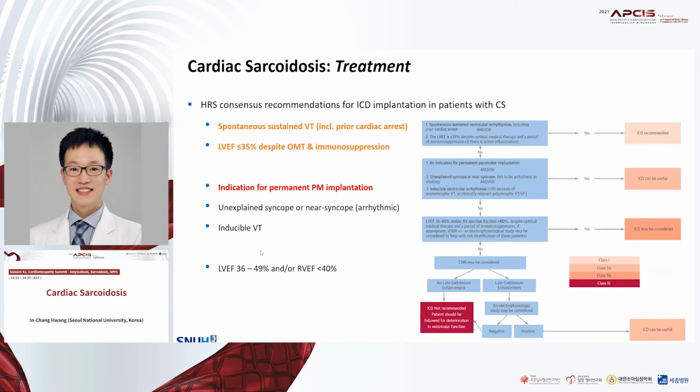Another important treatment plan is the prevention of sudden cardiac death. The ICD needs to be considered in patients with cardiac sarcoidosis when the patient reveals sustained VT or persistent LV dysfunction, or when the patient has indications for permanent pacemaker implantation.